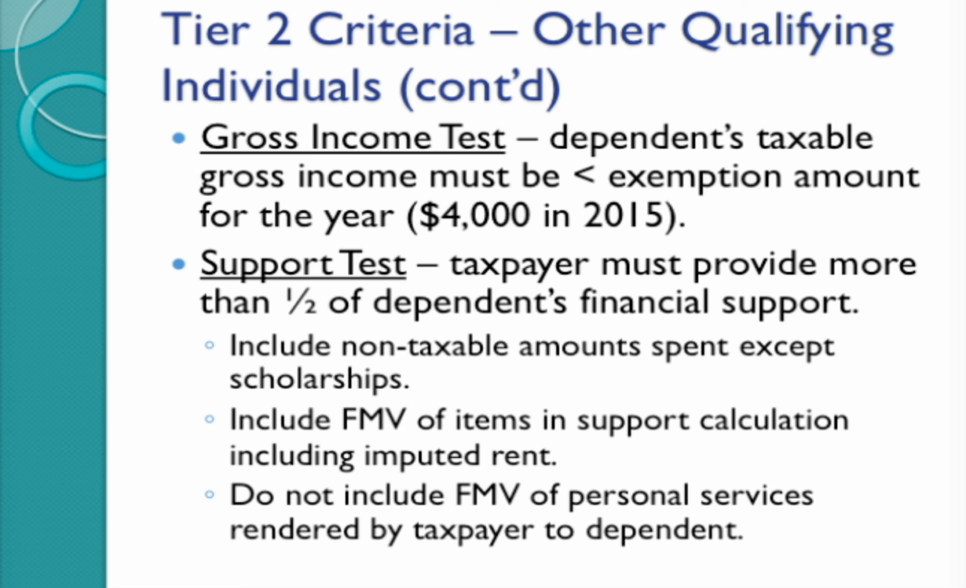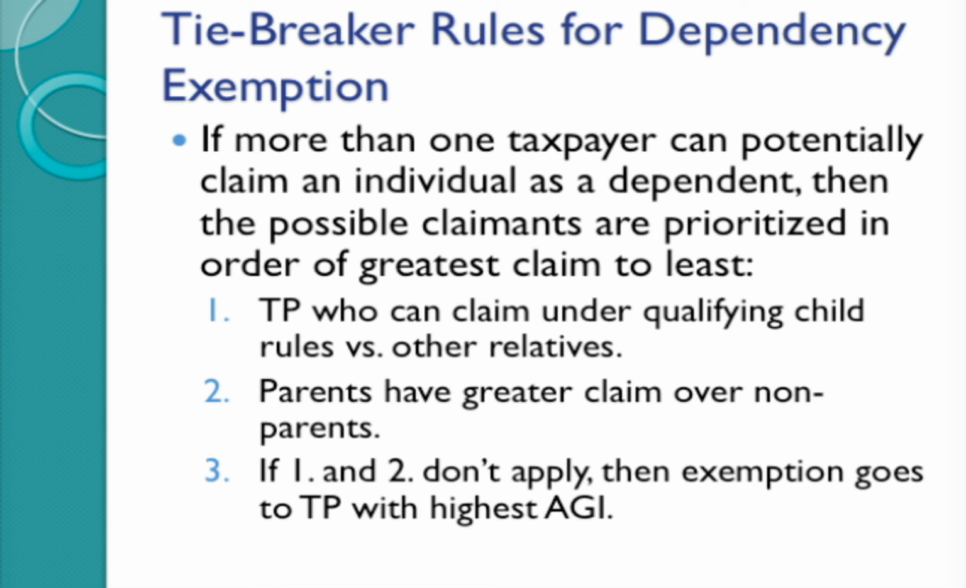Here are parts 2 and 3 of the test for other qualifying individuals. Again, not terribly difficult to calculate here based on these rules. For the tiebreaker slide here, it's probably pretty self-explanatory, but basically, as you might expect, these tiebreaker rules that are listed here usually come up because of some dissolved marriage where both exes want to claim the same dependency exemption. And of course, as we said before, the fact that one person claims an exemption makes it not possible for the other person to claim.